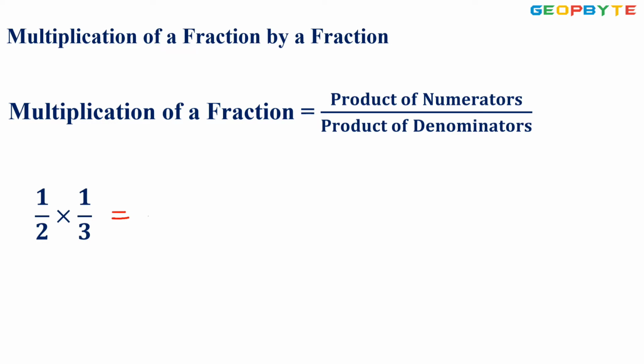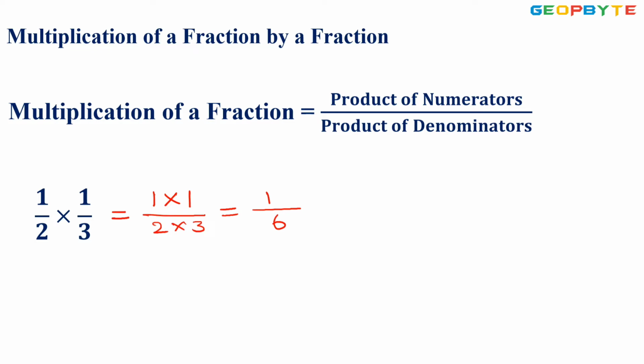So here the product of numerators: we are having 1, 1. So 1 into 1 by the product of denominators. The denominators are 2, 3. So 2 into 3. 1 into 1 is 1 by 2 into 3, which is 6. 2 3s are 6. So the multiplication of 1 by 2 into 1 by 3 is equal to 1 by 6. This is how we will perform the multiplication of a fraction by a fraction.